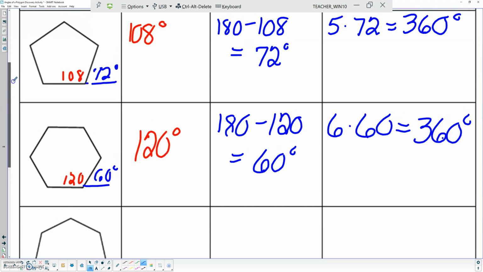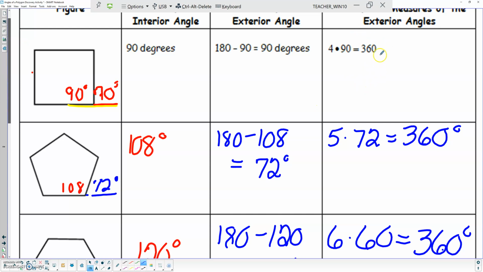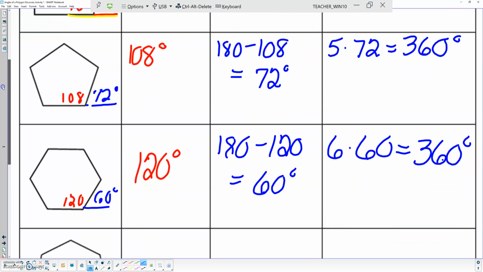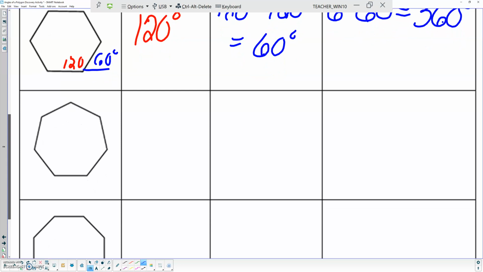Okay, so hopefully by now you notice a pattern. You should notice that the sum of the exterior angles is always going to be 360 degrees. For any polygon, the sum of the exterior angles is always 360 degrees. All right, we'll fill in the last two examples.